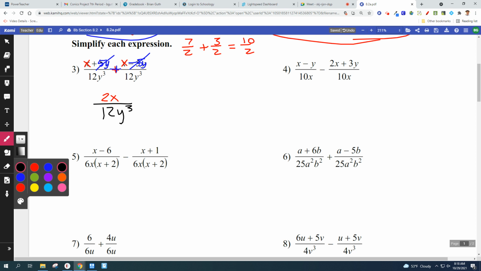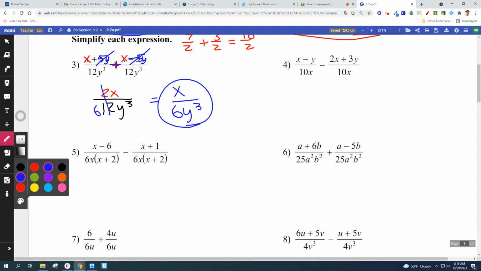And that would be the answer, except I can reduce this. 2 goes into 12 6 times. We always have to reduce our fractions. And so after reducing, I have x over 6y cubed. All right, not so bad.